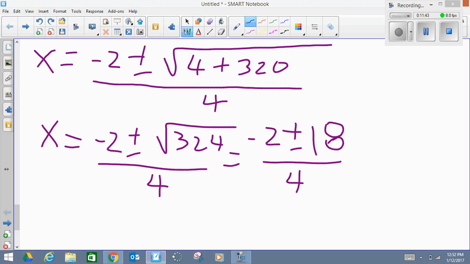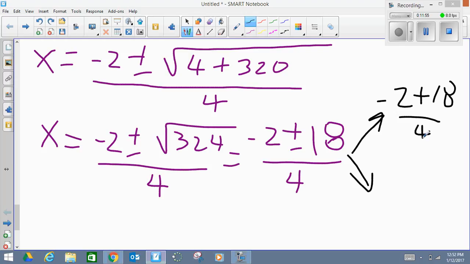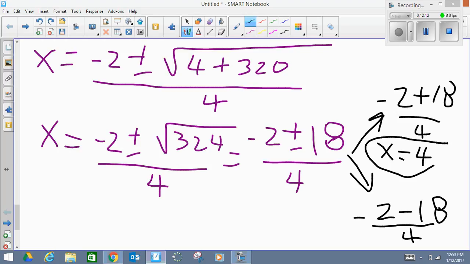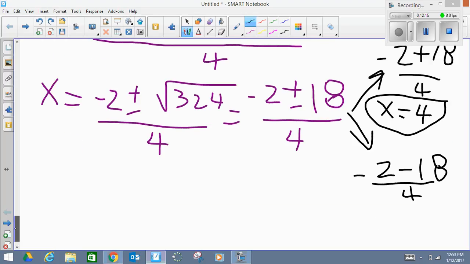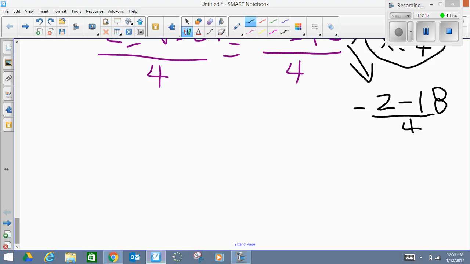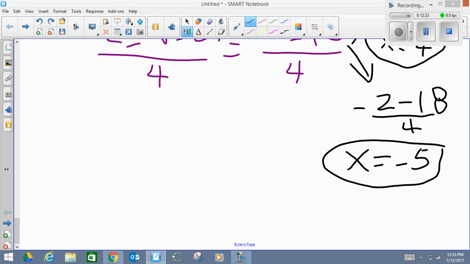And now this is going to give me two answers, one with the plus, one with the minus. So I'm going to have negative 2 plus 18 divided by 4. And negative 2 minus 18 divided by 4. So here in the top, negative 2 plus 18, 16 divided by 4 is 4. And that's my second answer. Let's find the last one. Negative 2 minus 18 is negative 20 divided by 4, negative 5.